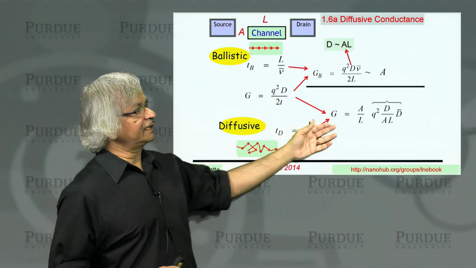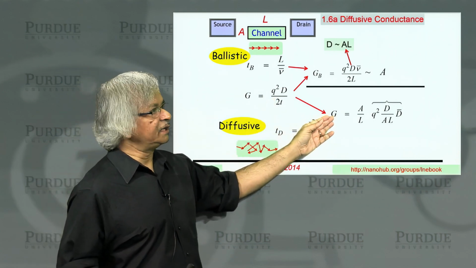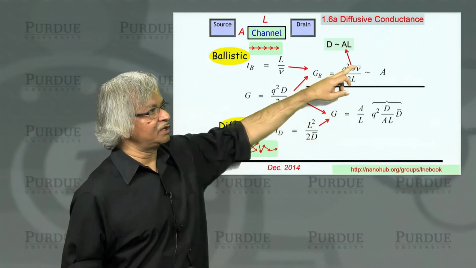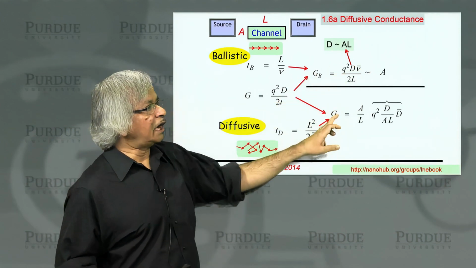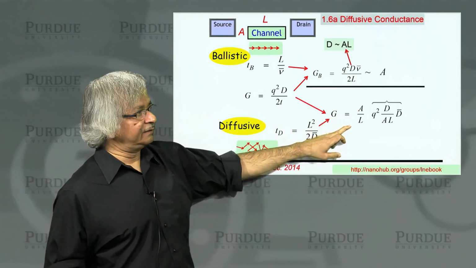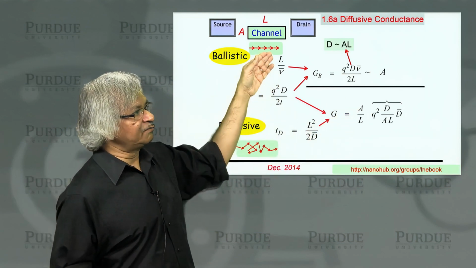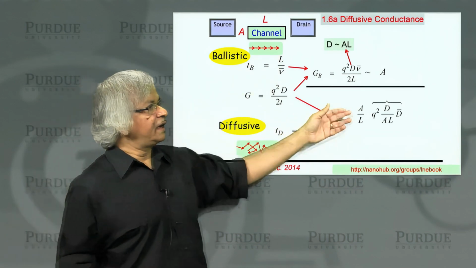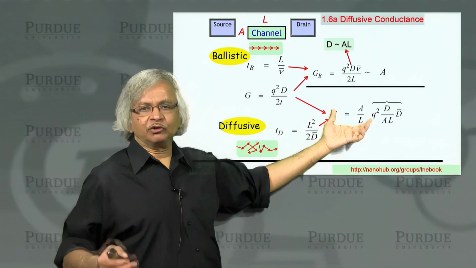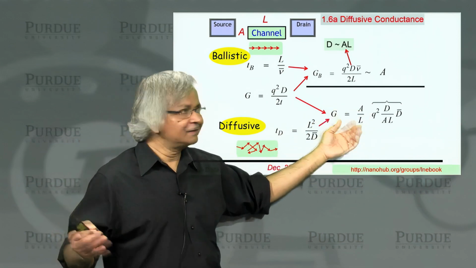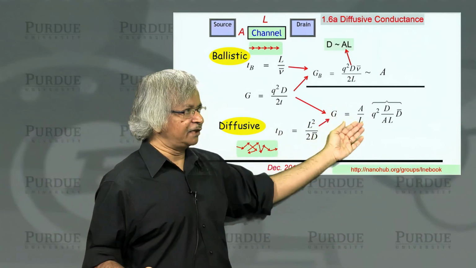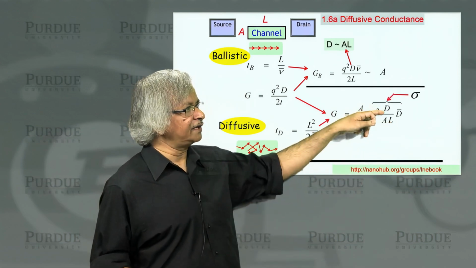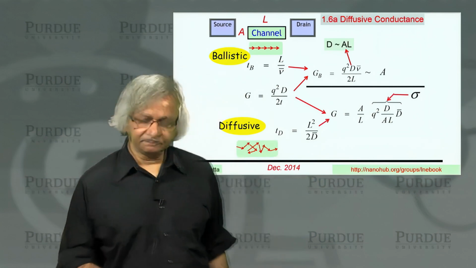And now you'll get an overall conductance that will be proportional to area divided by length. You see, for the ballistic case, we got just area. Now we get area divided by length. That's because the time, instead of being proportional to length, is now proportional to length squared. And so, this is just like what you expect for big conductors. Conductance is area divided by length times what you call the conductivity. So, you can identify that with the conductivity.